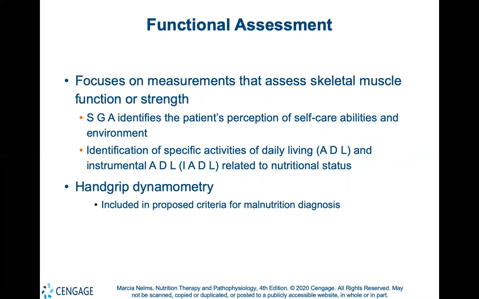Another method of functional assessment is the identification of specific ADLs, or activities of daily living related to nutritional status. A valuable assessment of muscle strength is hand grip, used to determine the hand grip strength. This is a standardized, simple, and quick means of assessing nutrition in relation to skeletal muscle function and is incorporated into the proposed criteria for malnutrition diagnosis.